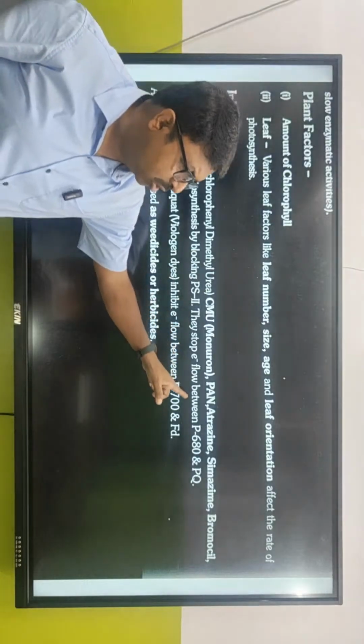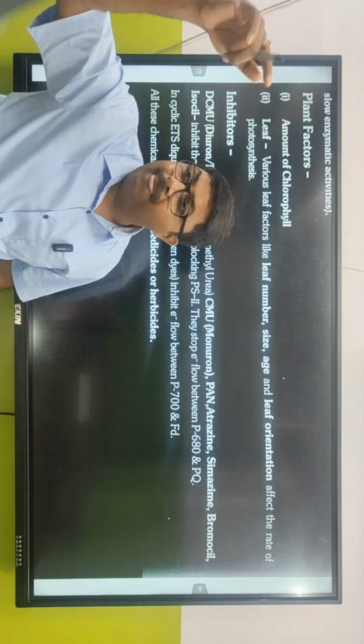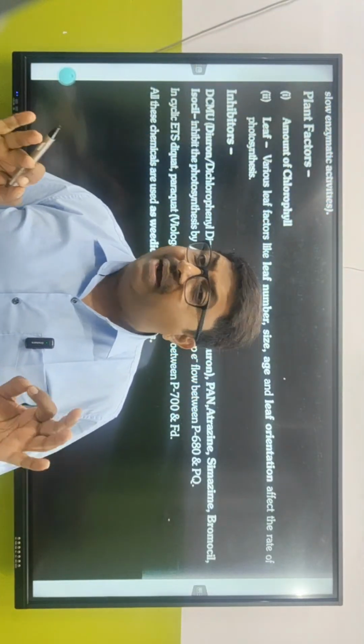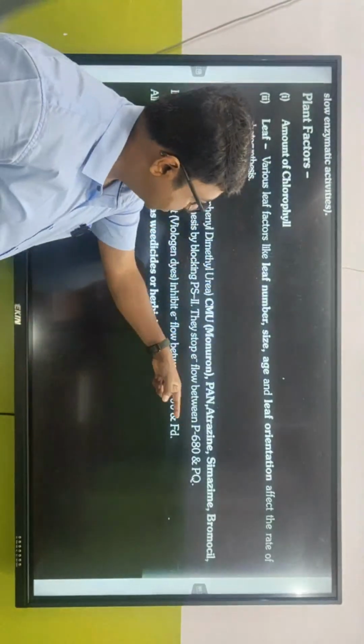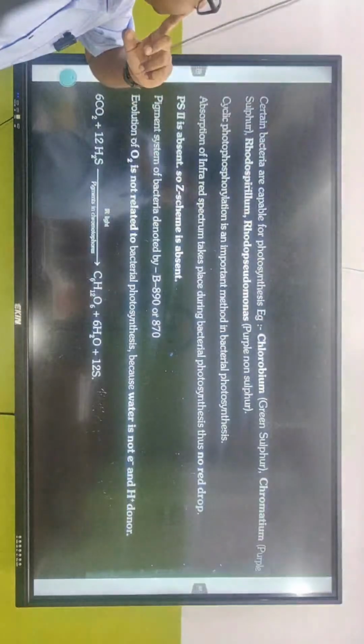They will stop the electron flow from P680 and plastoquinone. What is the first primary acceptor? P680 থেকে first primary acceptor কি ছিল? Pheophytin. No, pheophytin. Pheophytin থেকে plastoquinone. তাহলে ওই ইলেকট্রন ফ্লো করতে দেবে না তারা, এই সব কেমিক্যাল গুলো। They are called inhibitors. Fine.